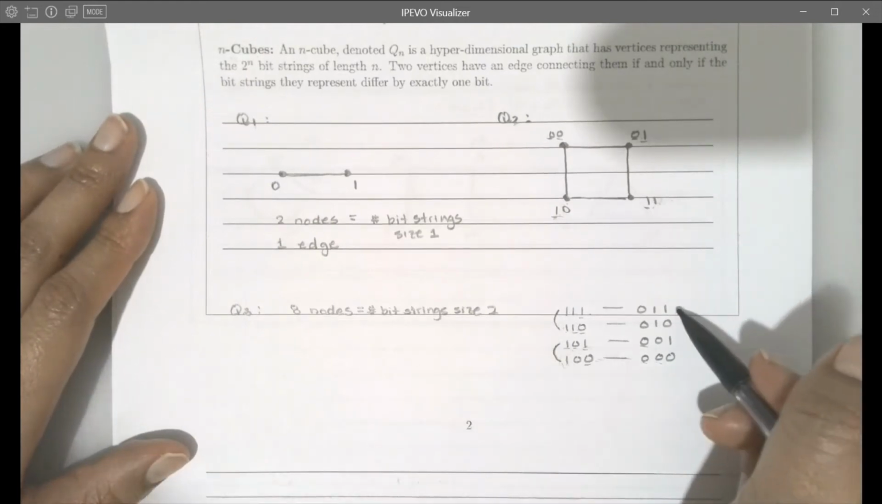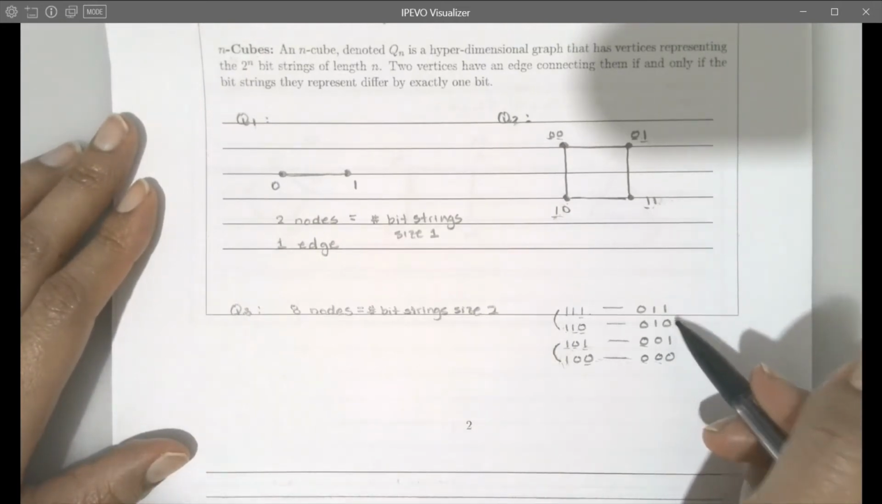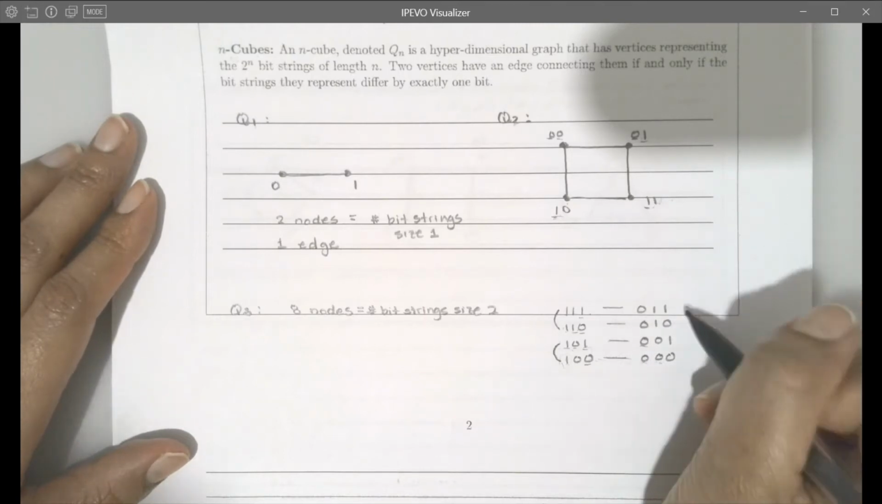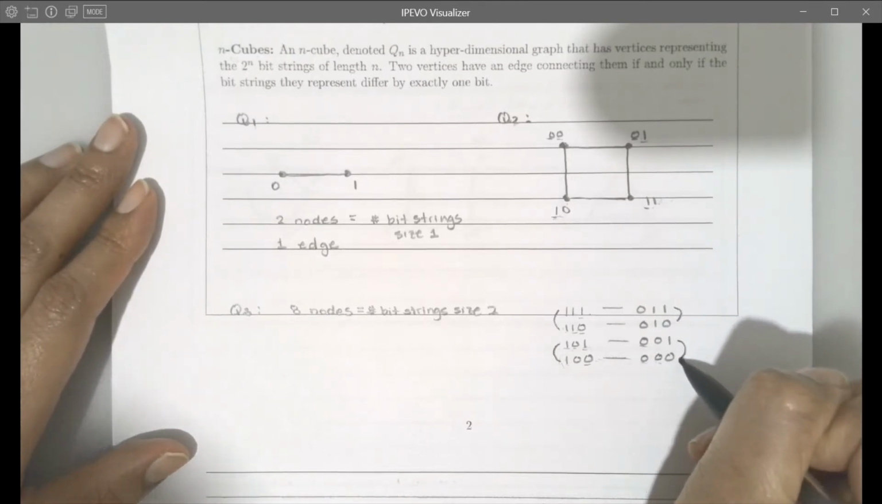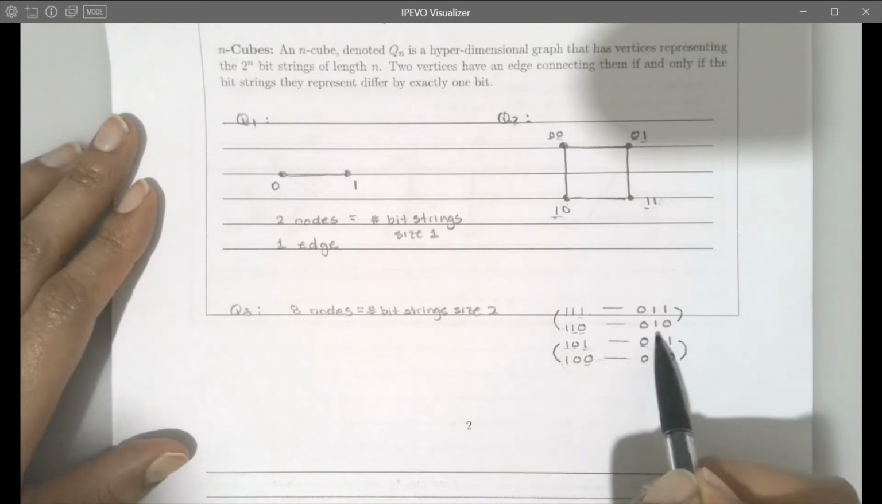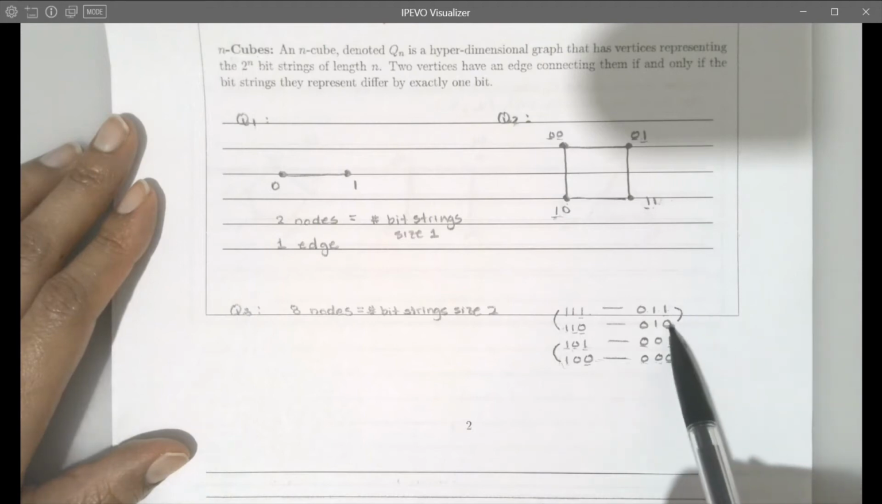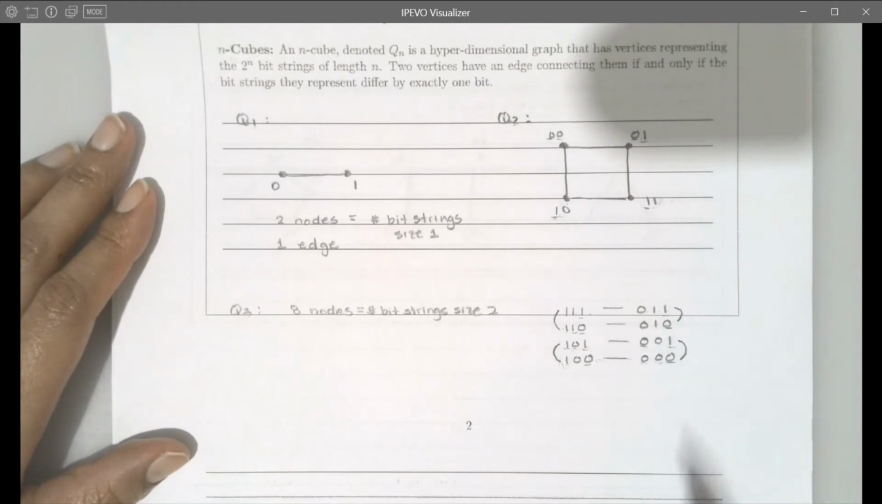And, well, since these are pretty much the same bit strings except for the first bit, the same is going to be true about these, right? The 011 is different from a 010 only in the last bit. 001 is different from 000 only in the last bit. And then if we compare these two, they have two different bits in the second and third positions. So we wouldn't connect an edge there.